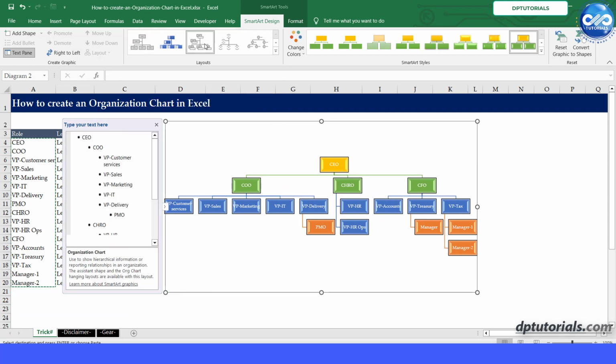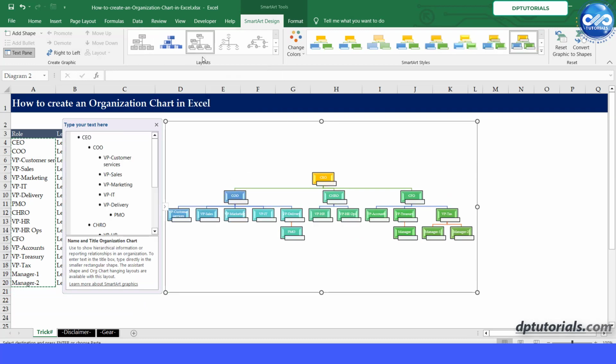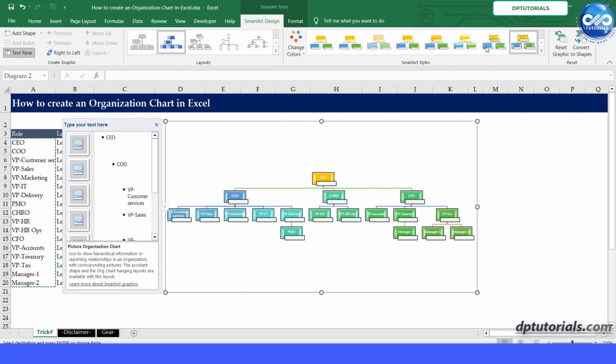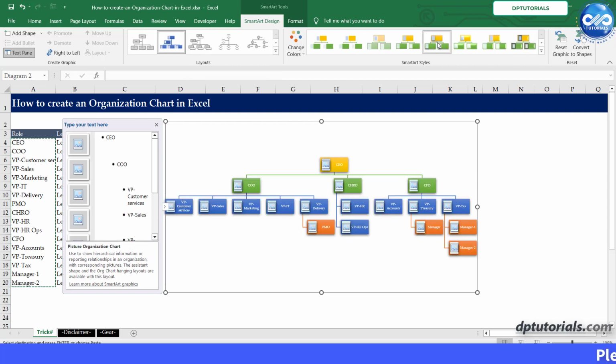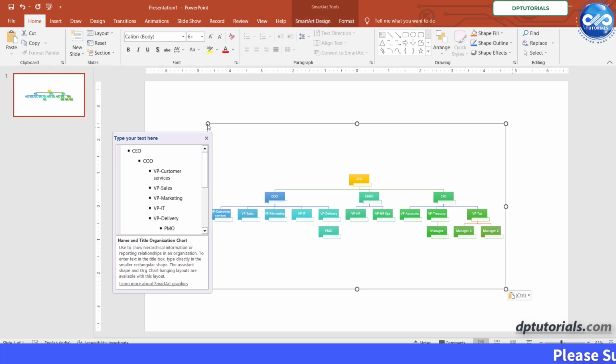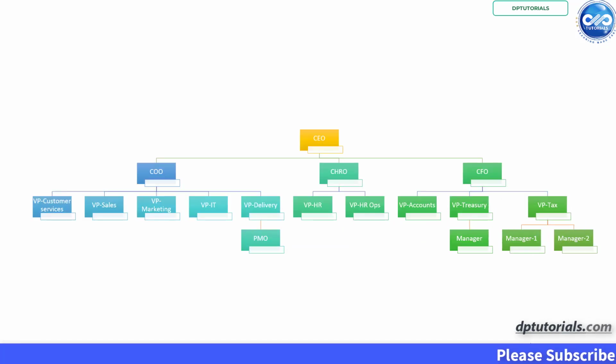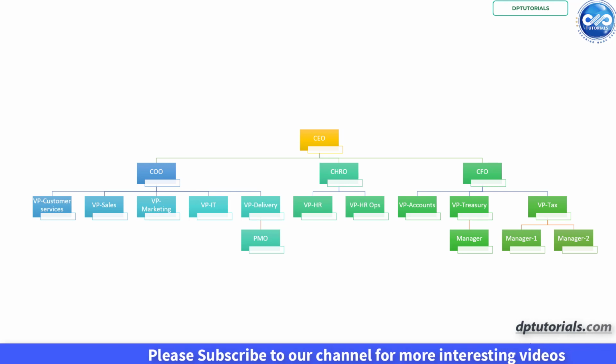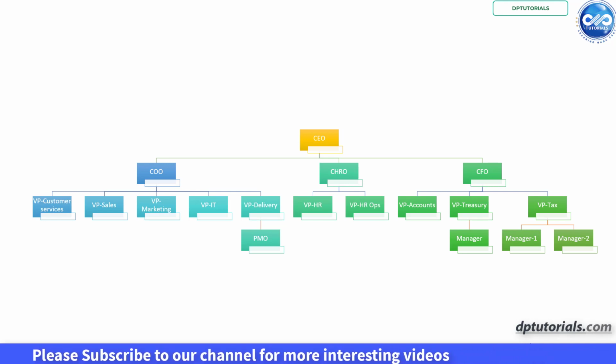If you want to use the organization chart outside of Excel, consider copying and pasting it into other documents or presentations. So, this is the final result. You have learned how to create an organization chart in Excel using the Smart Art feature. Organization charts are a powerful tool for visualizing and communicating the hierarchical structure within the company or the team.